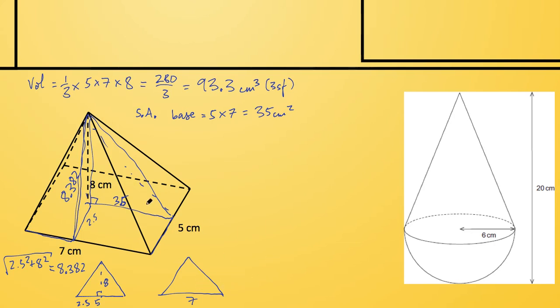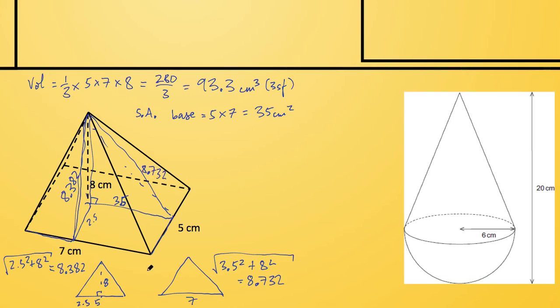So in this case, to find that length, I would use Pythagoras and do square root of 3.5 squared plus 8 squared. And that gives me, when I square root the answer, 8.732. So that tells me that this length here is 8.732.